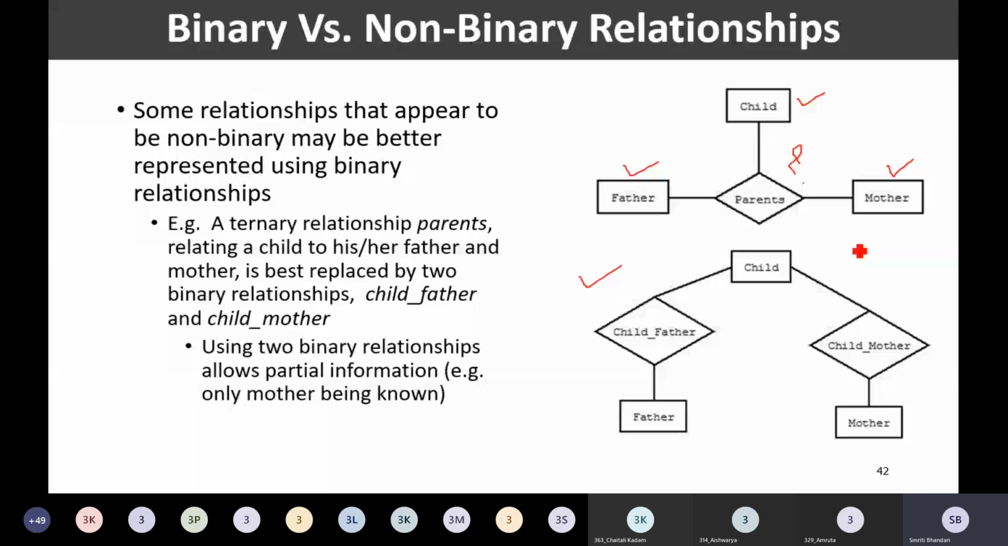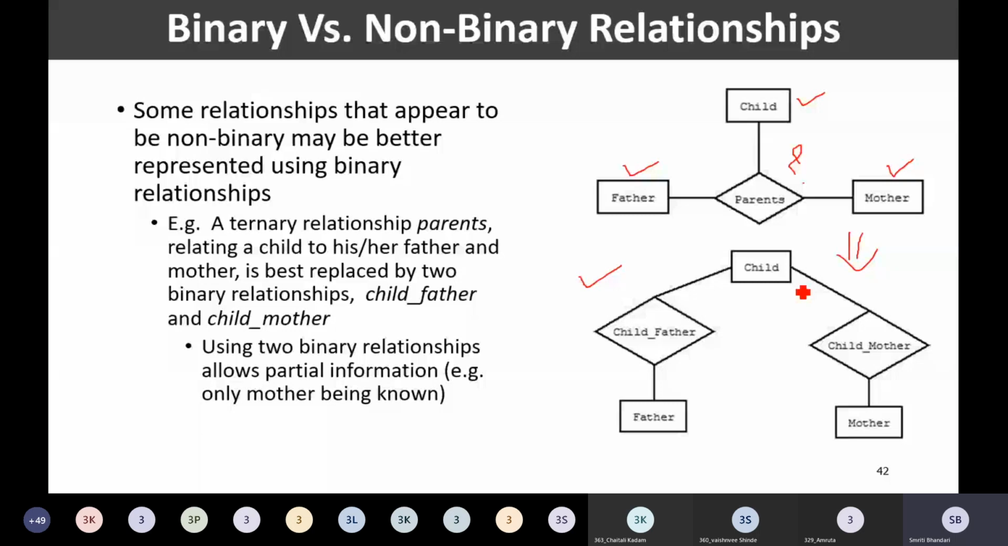May I say that these two are equivalent? Yes or no? Because we are getting the same information from both. Ultimately, what do we want to store? We want to store the information related to the child, and what information? Who is the father and who is the mother. So the same information I can store with this kind of design also. With this design also it is possible for me to find out who is the father of a child and who is the mother of a child.